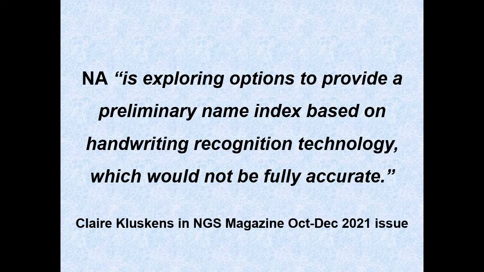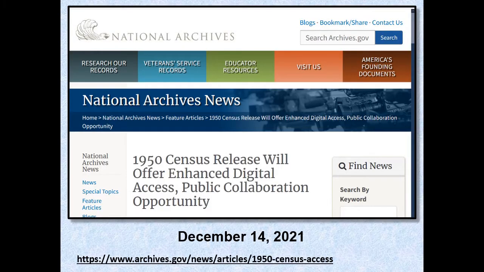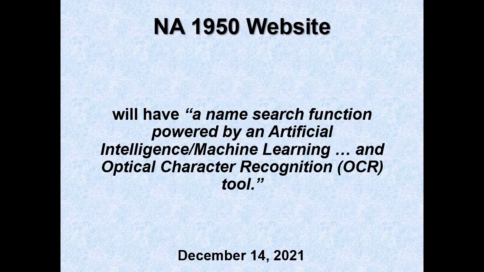Then Claire Kluskins in the NGS magazine in the fall-winter 2021 issue wrote that NA is exploring options to provide a preliminary name index based on handwriting recognition technology, which would not be fully accurate. And then the main press release came out on December 14th of 2021. This is from the National Archives News about 1950 census release will offer enhanced digital access, public collaboration opportunity. And I'm going to quote from this December 14th news release. So the news release said that the National Archives will have a name search function powered by an artificial intelligence / machine learning and optical character recognition tool.